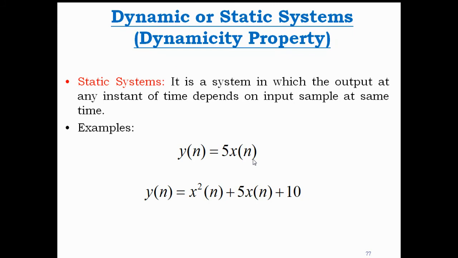Present input means what? Input at the same time. Past input means input with somewhat of delayed signal, and future means advanced signal. So a static signal can be defined as the output depending only and only on the present, not on past, not on future. So in simple words, if a signal is given like y of n equal to 5 into x of n, you have to look at this.